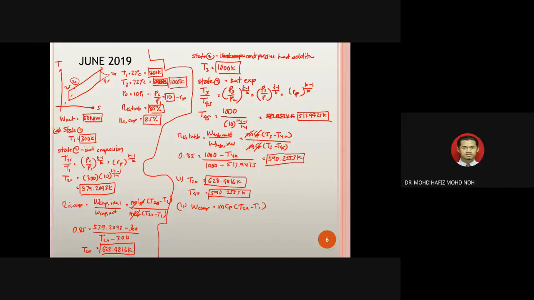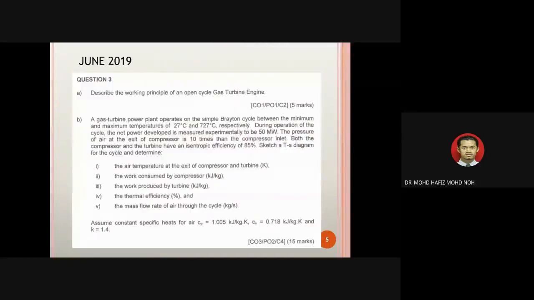But in order to find the value of mass flow rate, first you have to calculate the W compressor and W turbine by putting aside the mass flow rate, and then you will find the value of the mass flow rate, and then you recalculate the value of W compressor and W turbine. That's why in the question, the work consumed by the compressor is in kilojoule per kg. It's not necessary to find the value of mass flow rate. Since the question just wants you to calculate in terms of kilojoule per kg, you just proceed.